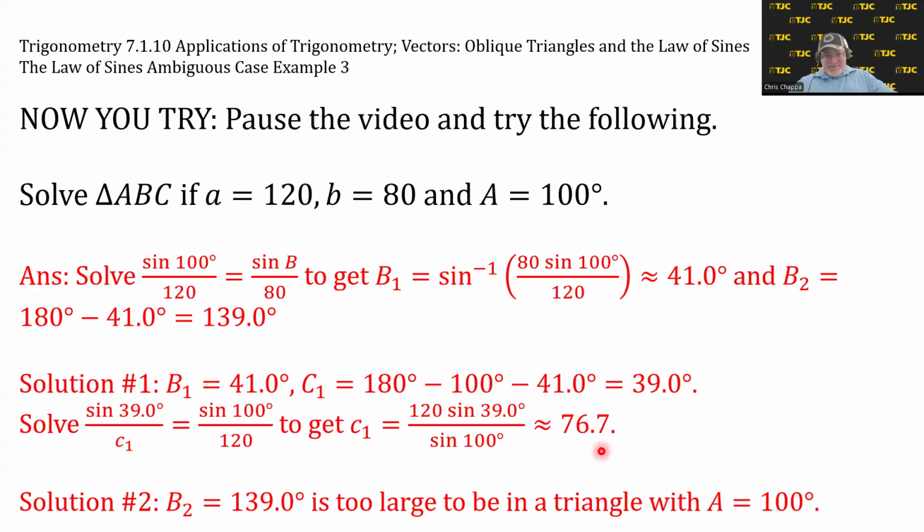Then we set up the law of sines to find side C, and get side C is about 76.7. But on solution 2, if we use angle B equals 139.2 degrees, it's too large to be in a triangle with a 100-degree angle. Their sum exceeds 180.